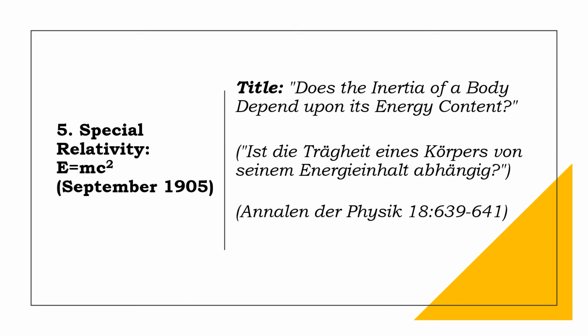The fifth paper that he published in that year was a supplement to the June 1905 Special Relativity paper. It has a title, Does the Inertia of a Body Depend upon its Energy Content? This was published in September 1905 and was found in Annalen der Physik, or the Annals of Physics.